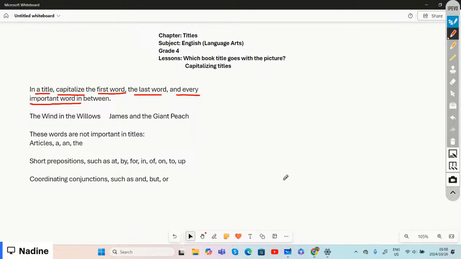An example of a book title is, for example, The Wind in the Willows. Remember, we said that the first word needs to be capitalized, the last word needs to be capitalized, and then, of course, another word that is important is wind, because it tells us that this book is going to be about the wind somewhere in the willows, which means that wind also needs to be capitalized.